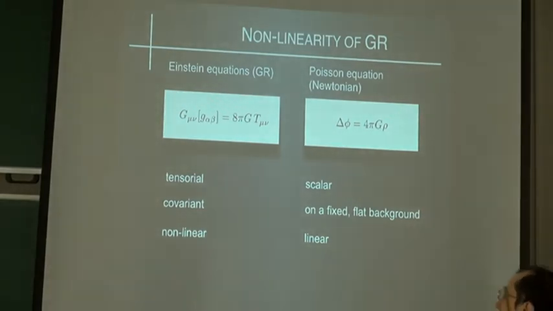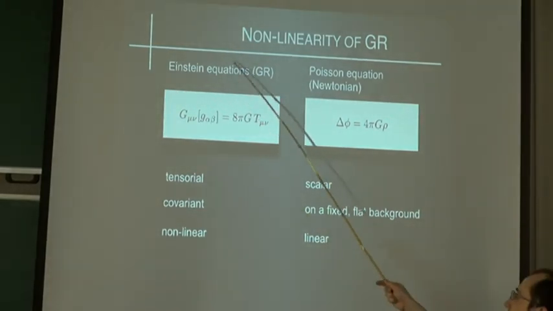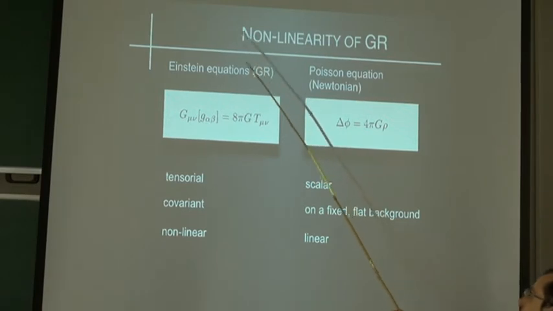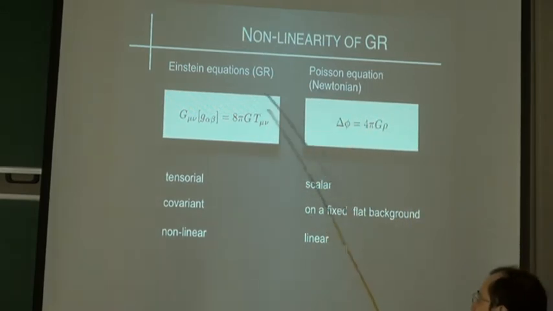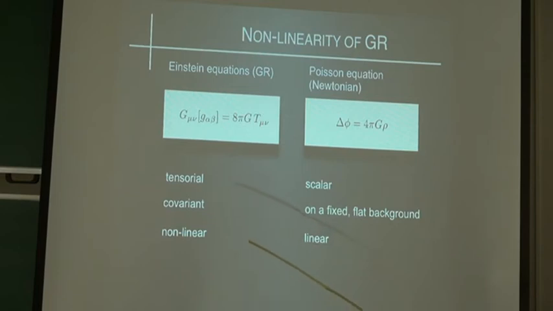So let me begin by reviewing Einstein's equations, the field equations of general relativity, and their Newtonian counterpart, the Poisson equation for the scalar potential of the gravitational field. Well, there are obviously many differences between these two equations. These equations are tensorial in nature. They involve a 4x4 symmetric tensor, whereas this equation is obviously scalar.